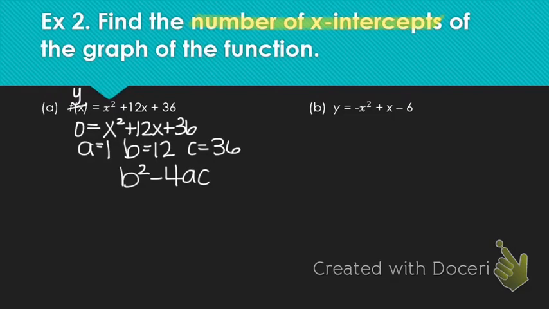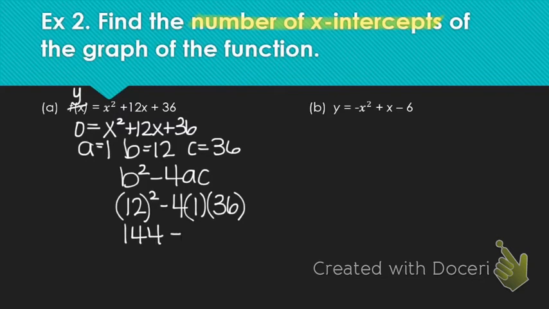B squared minus 4AC. What's my B value? 12 squared minus 4 times A, which is 1, times C, which is 36. All right, we do what first? Exponent. What's 12 squared? Bring down the minus sign. What is 4 times 1 times 36? 144. What is 144 minus 144? 0. Box in that value.